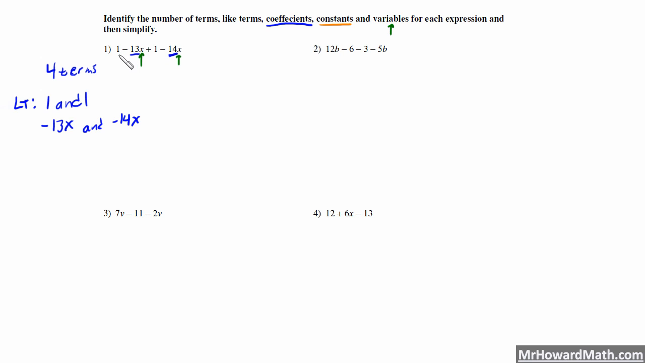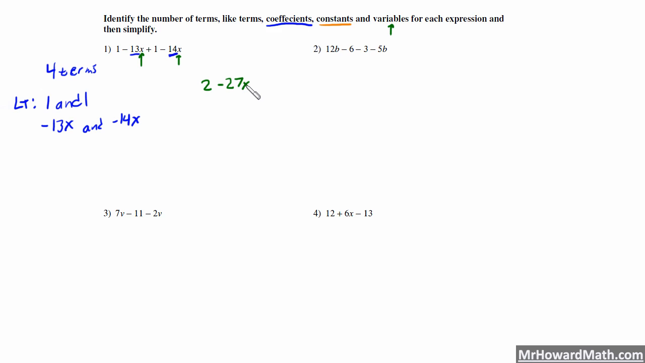So we can start with the constants. That's fine. We have 1 plus 1. That gives us 2. All right. So we've got a 2 here. And then we have negative 13x minus 14x. So that would be a negative 27x.